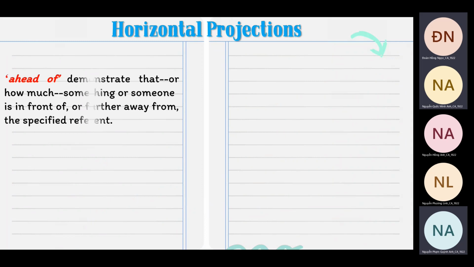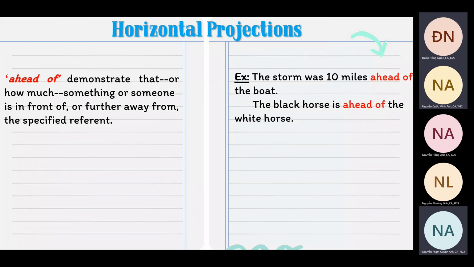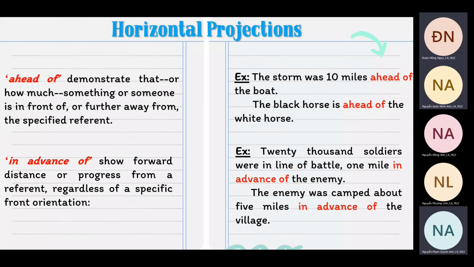And about horizontal projections, the first word is ahead of, used to demonstrate that or how much something or someone is in front of or further away from the specified reference. For example, the storm was 10 miles ahead of the boats. The black horse is ahead of the white horse.